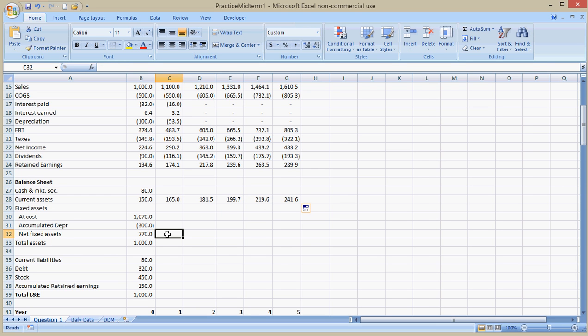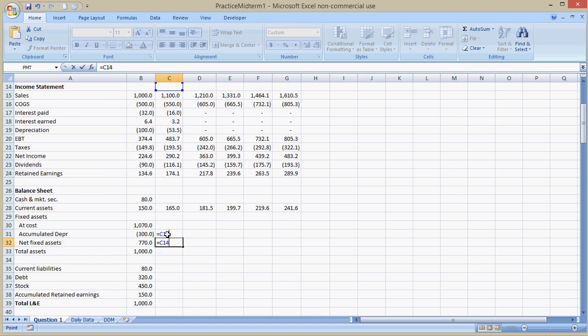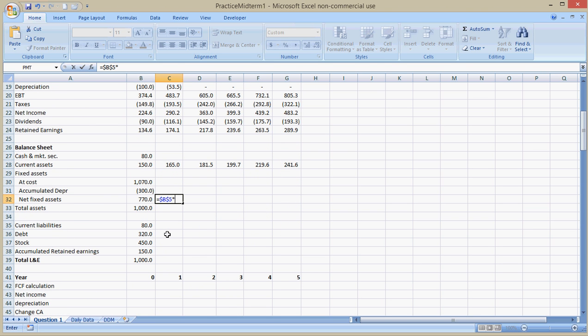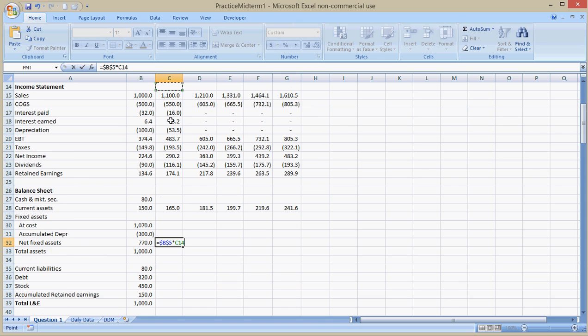Net fixed assets, it's the same thing. It's going to be as a percent of sales. So net fixed assets divided by sales, F4, multiply that times my sales. I can copy that all the way across. My total assets, I've already done that here. You add up the cash plus current plus net.